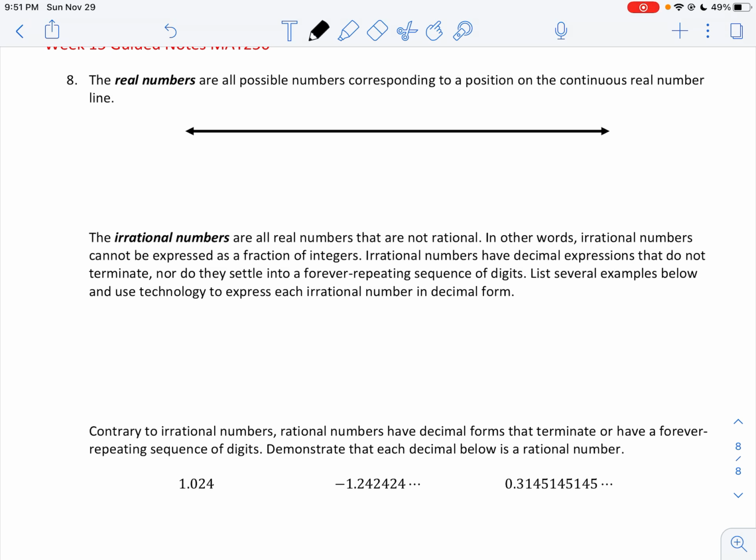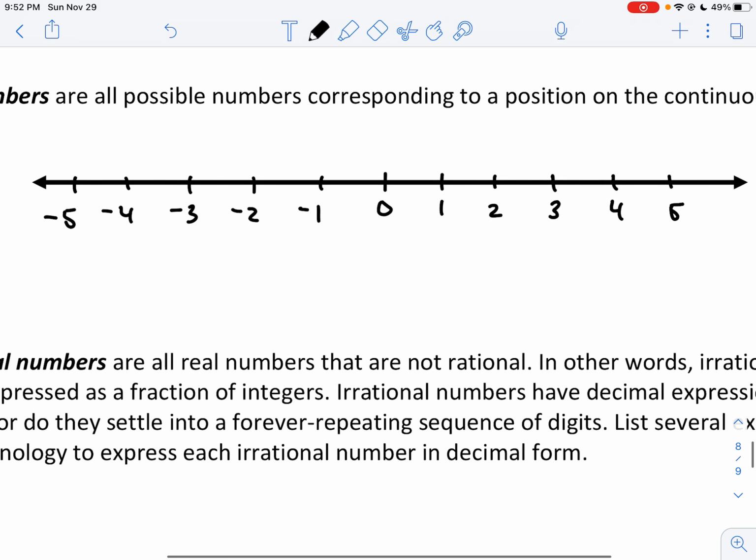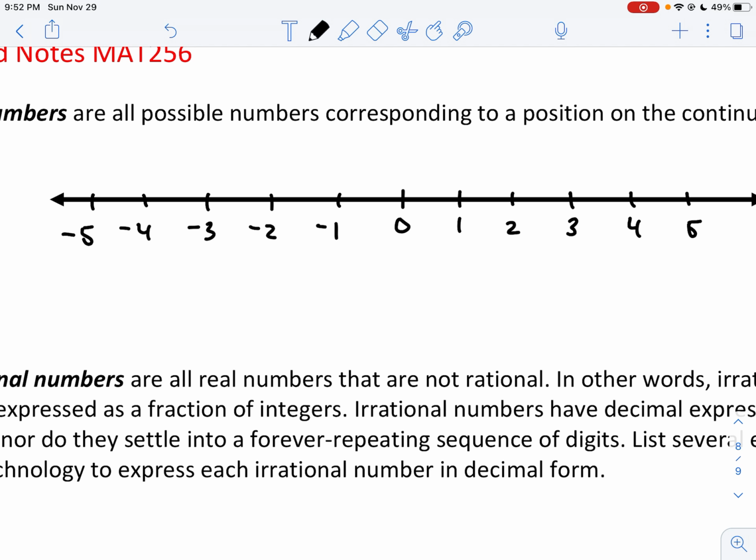Okay, last slide here. The real numbers are all possible numbers corresponding to a position on the continuous real number line. So I've drawn a bold number line here with little arrows that point left and right, suggesting it goes forever both directions. Somewhere in here there's going to be a position we call 0, and then you go over 1 unit, over 2 units, etc. Try to make these evenly spaced. And there, so far, we see all the whole numbers. If I throw the negatives on here as well, we get all the integers. So I'm seeing all the integers present.